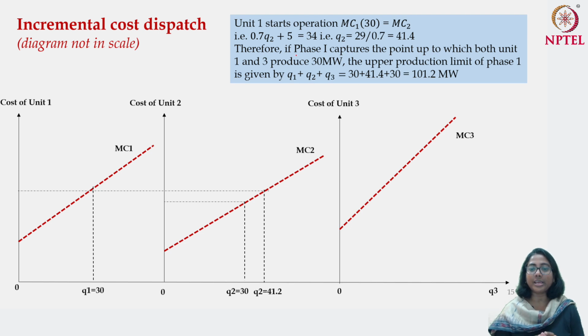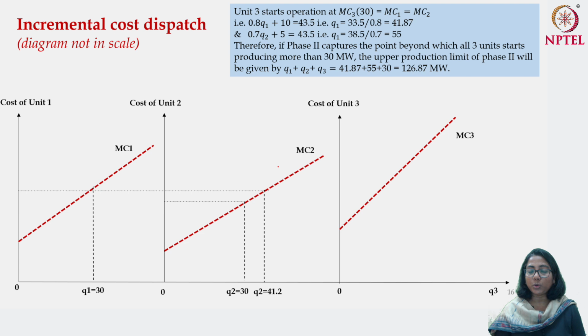Now if you think about the first phase, which gives you the point up to which units 1 and 3 produce only 30 megawatt, the upper production limit of phase 1 is given by Q1 plus Q2 plus Q3, which is 30 plus 41.4 plus 30. Or you can say 30 from the first unit, 41.4 from the second unit, and 30 from the third unit. So the total production is 101.2 megawatt. Even if you are producing at this point, it gives you only 101.2 megawatt. So you are left with almost 99 megawatt. Now who will produce this 99 megawatt?